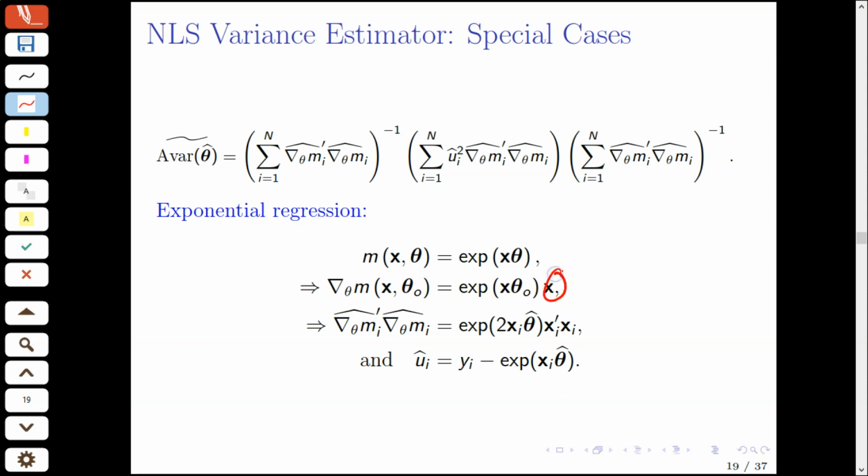Evaluated at xi and replacing the true parameter by our nonlinear least squares estimator, we can therefore easily construct an estimate of the outer product of the gradients. The result is the exponential function of 2 times the inner product of xi and the nonlinear least squares estimator, multiplied by the outer product of the regressors for individual i. So we know how to construct the bread components. The only thing missing in order to construct the meat component here is to plug in the nonlinear least squares residuals and square them.